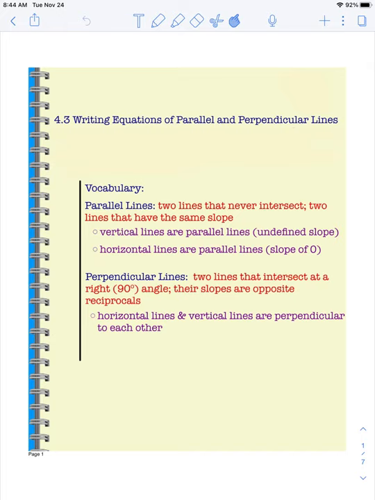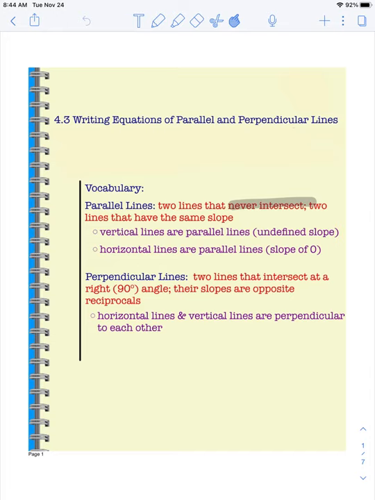Parallel lines are two lines that never intersect. They have the same slope. So all vertical lines are parallel. Those are the ones going straight up and down. Those are actually not functions, but they're all parallel. And then all horizontal lines are parallel lines. Those are the ones with a slope of 0 because they all have the same slope.